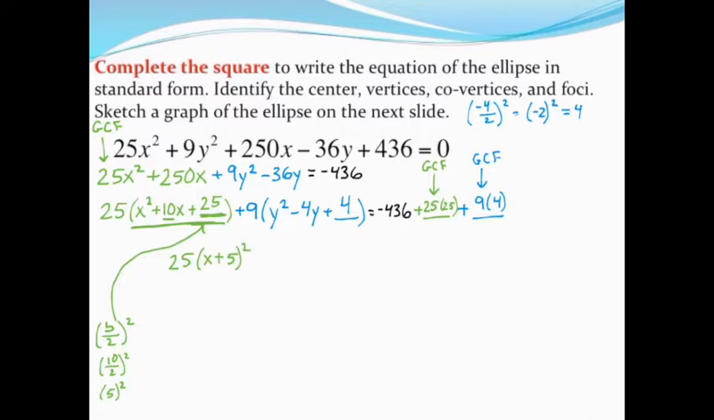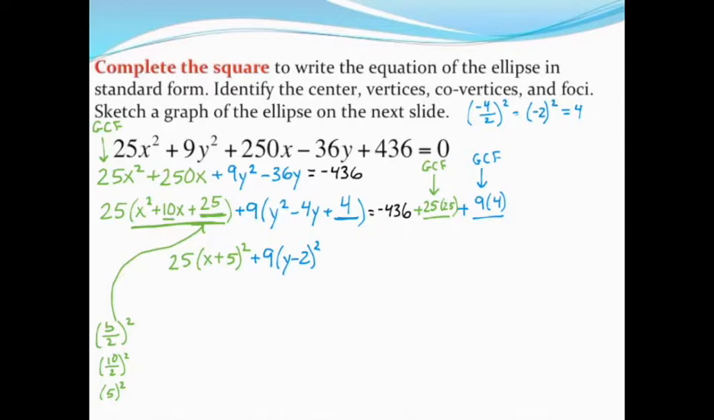That's what it means to complete the square, and it's looking more and more like the standard form equation that we're used to. Do the same with the blue part, the y part. So 9, and then two numbers that multiply to 4 and add up to negative 4 would be negative 2 and negative 2. So y minus 2 squared.